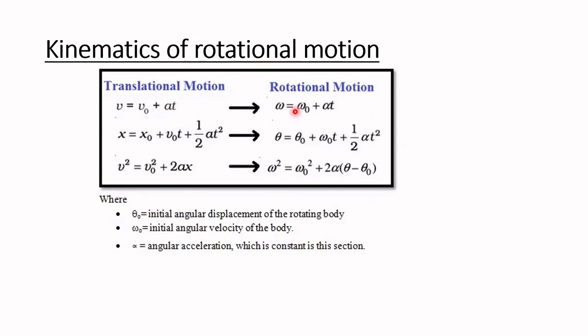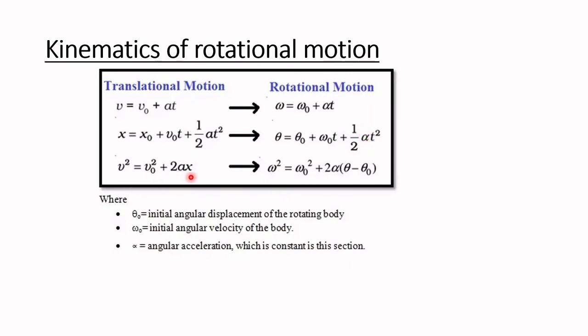In that, what we can write is this: v has to be replaced by its analog quantity in rotation, which is known as omega. v0 will be replaced by omega naught. a will be replaced by alpha. Similarly, position in linear motion has to be replaced in rotational motion by angular displacement. So the angular position is theta, the final angular position theta, the initial angular position theta 0. Then the initial velocity is omega 0. Alpha is the angular acceleration.